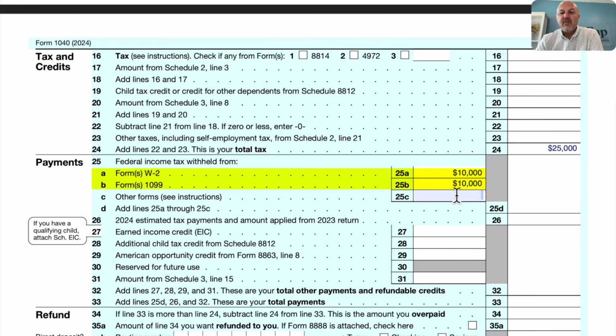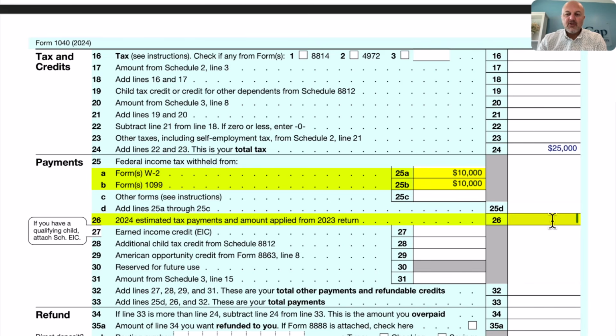Well, that means now you withheld $20,000 against your $25,000 total tax liability, which means you still owe another $5,000. Throughout the year, you have the option of making estimated tax payments, and you make them on a quarterly basis, based on, as I said, a pay-as-you-go system. So if you earned a lot of money in the beginning of the year, then the expectation is that you're going to pay estimated taxes in the beginning of the year to pay for that income that you've earned.